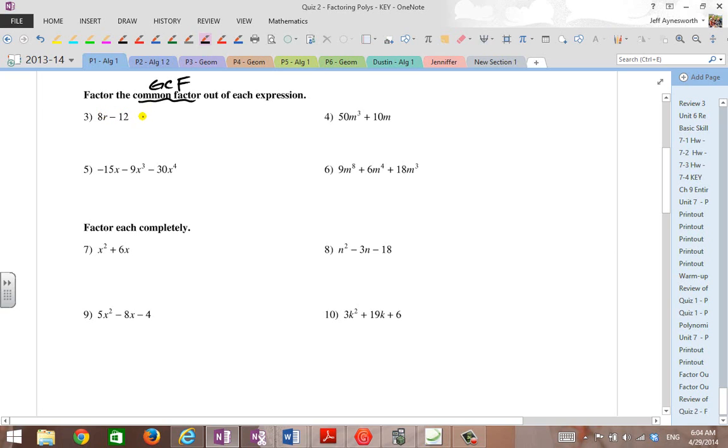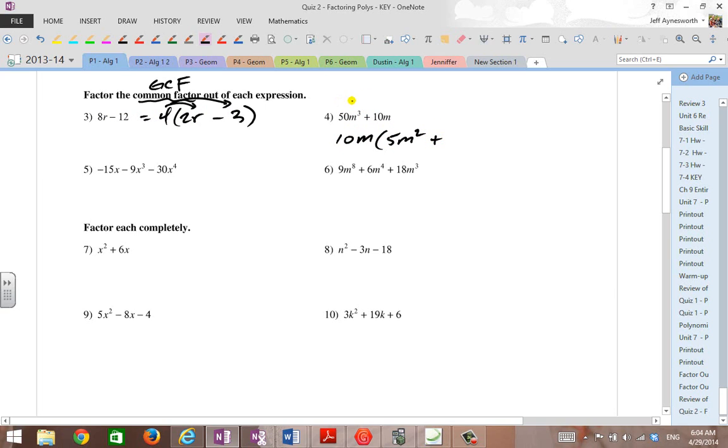I notice they're both divisible by 4. So divide out a 4, factor out a 4, or distribute out a 4, however you want to think about it. 4 times 2r is 8r, and 4 times 3 is 12. It's that simple. You check by distributing back through. 4 times 2r is 8r. 4 times negative 3 is negative 12. Simple. These are both divisible by 10, and they both have an m in common, so I need to factor out a 10m. 10 times 5 is 50. M times m squared is m cubed.